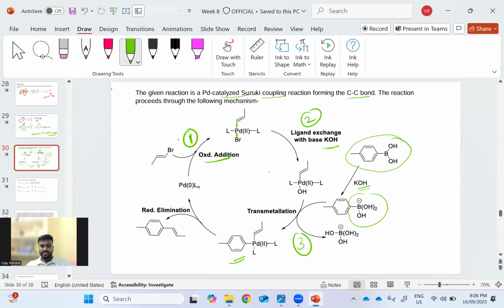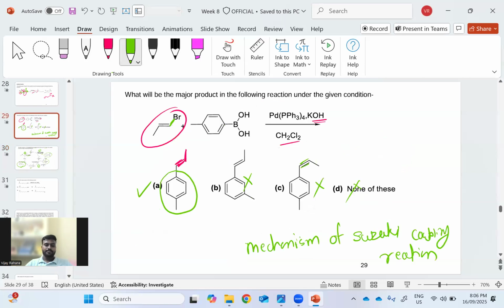So that again gets eliminated from the palladium species, and then it is followed by the reductive elimination step. The reductive elimination gives the final product. So this is how the product forms. This is the standard mechanism of the Suzuki coupling reaction. You can refer to this mechanism to solve this earlier question.